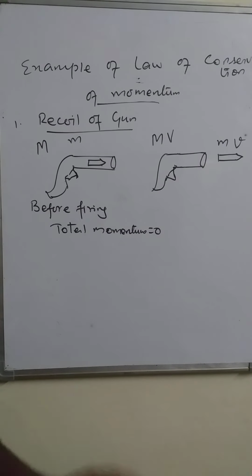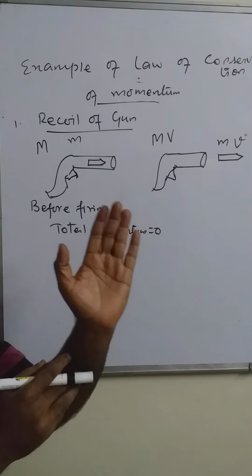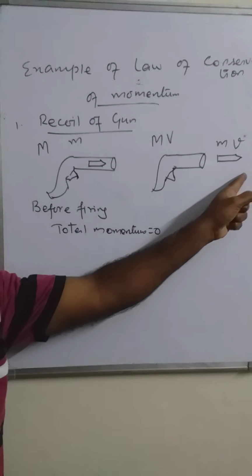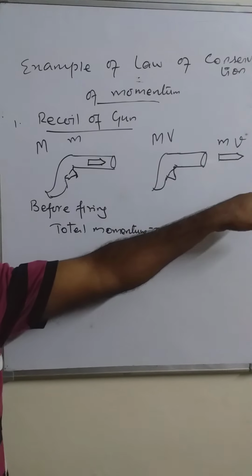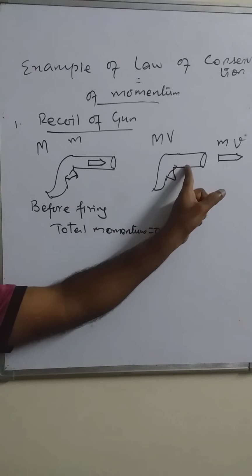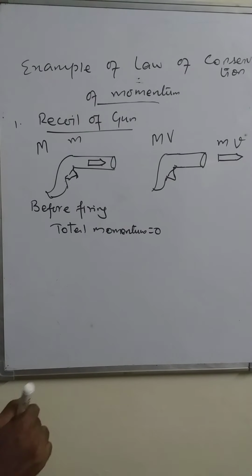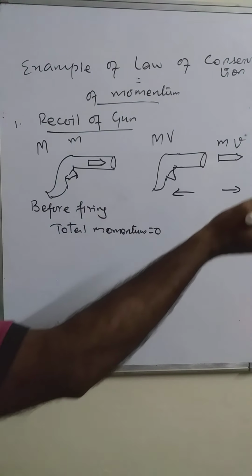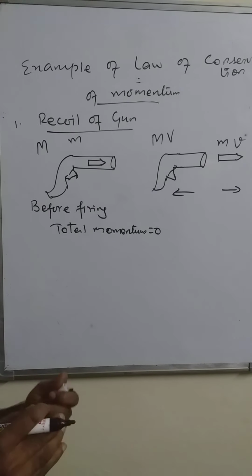After firing, the bullet moves in the forward direction due to the force exerted by the gun on the bullet. While the bullet is moving out, the bullet also exerts force on the gun. So the gun also moves in the backward direction. Bullet moves in the forward direction, gun moves in the backward direction.